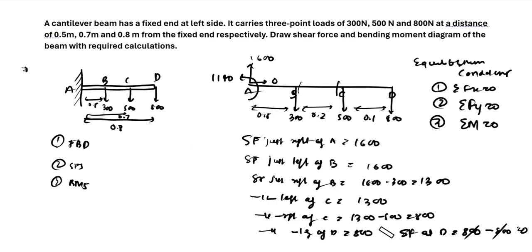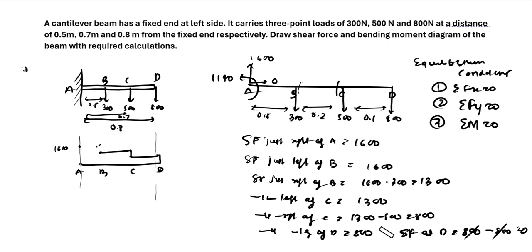So this is how you can calculate your shear forces at every point. We can just draw our diagram, which will be A, B, C, D. At A we have a shear force of 1600 just right of A, and just left of B it is 1600, then it is dropping to 1300. Just left of C it is 1300, it is dropping to 800, and just left of D it is 800, it is dropping to 0. So this is how you can draw your shear force diagram.